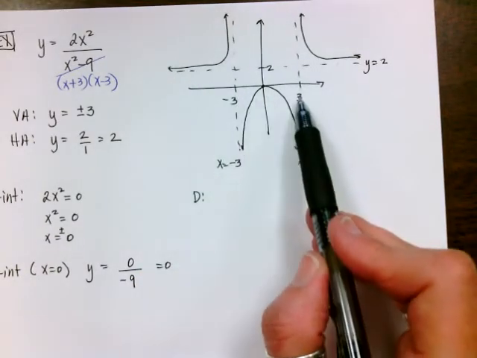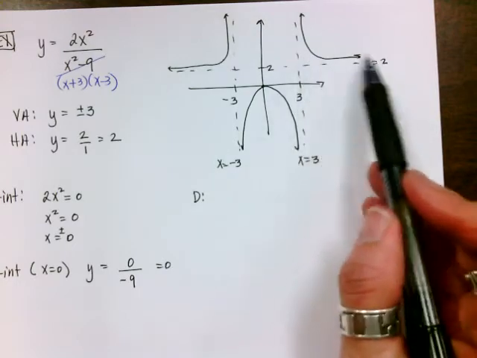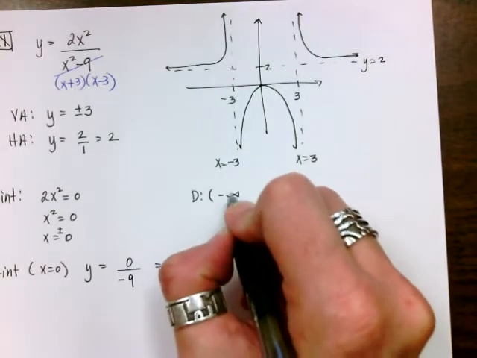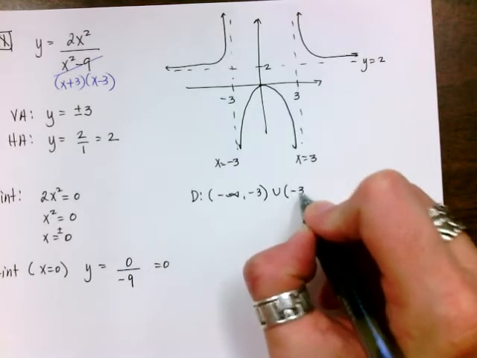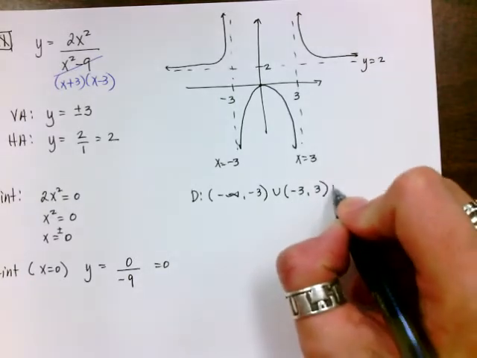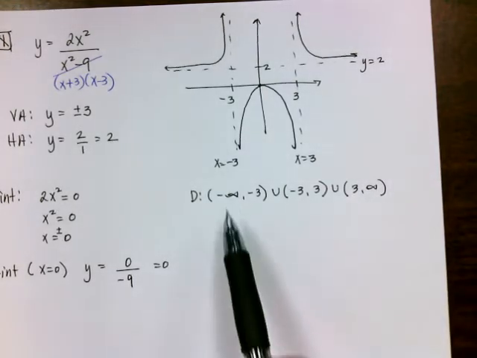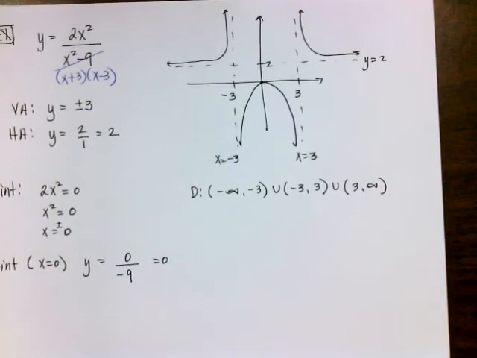Then I go from negative 3 to positive 3, I have a break, and then I start at 3 and go to positive infinity. So I'm going to write that as negative infinity to negative 3, unioned with negative 3 to 3, and then unioned with 3 to positive infinity. So this tells me that I have pieces of the graph in all three of those intervals.